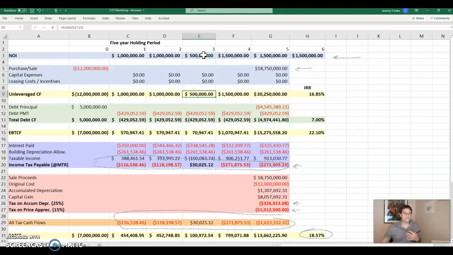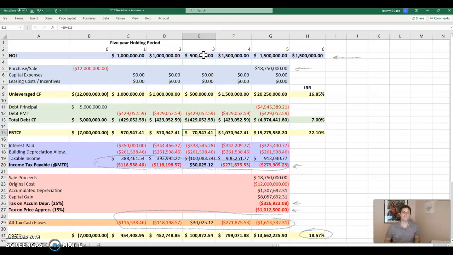So as we go through the pro forma, my unleveraged cash flow becomes $500,000. My debt cash flows don't change at all based on the income that I receive, so I still owe the $429,000 payment. Luckily I have $500,000 to pay that, so I'm not in dire need of additional equity to avoid foreclosure. So I have a positive equity before tax cash flow.